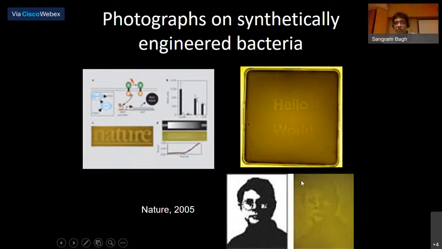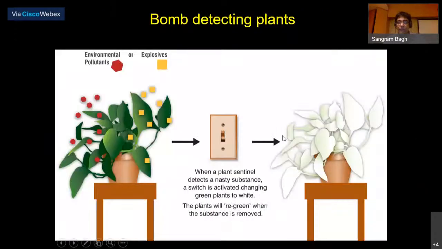So this is a very fun application, but it shows the potential of synthetic biology today. Here is another example, where scientists developed a plant. If there are environmental pollutants, or an explosive like RDX or TNT, then this engineered plant can sense that, and when it senses that, it turns white from green, and people actually developed that.